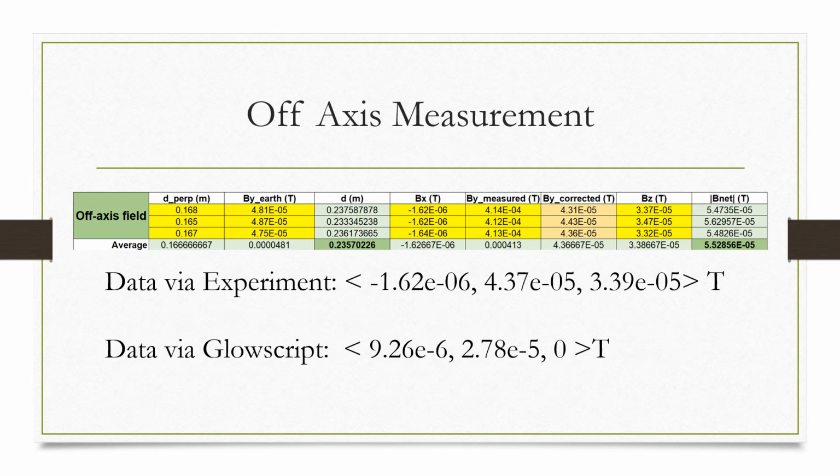So this is my off-axis measurement data at 45 degrees, and as you can see, the experimental data is nowhere near the same as the GlowScript data. This is because in the GlowScript one, the only magnetic field being considered is the bar magnet's, while in the experiment, we have to take into consideration Earth's magnetic field. Even though we did compensate for it, it is still active.